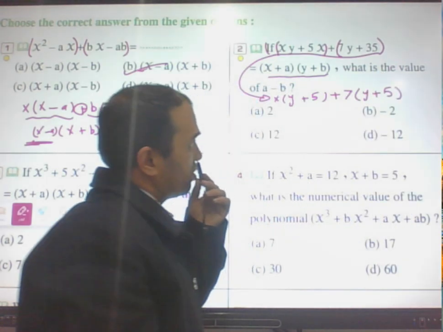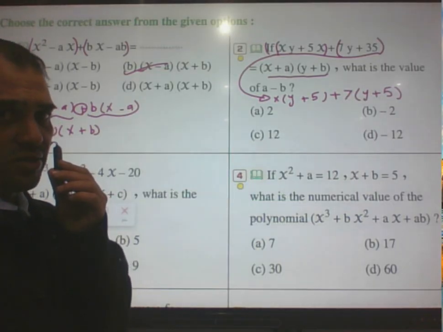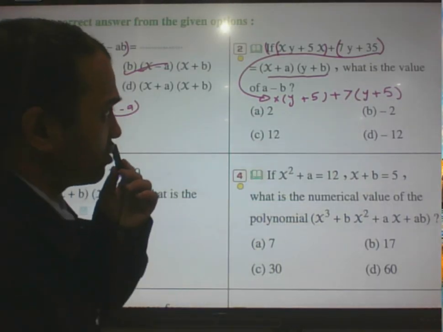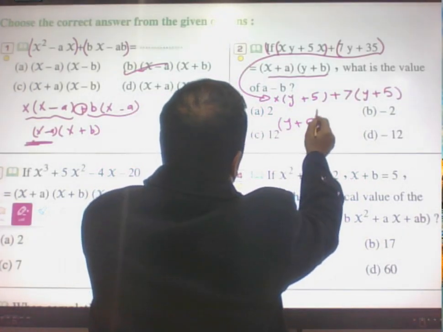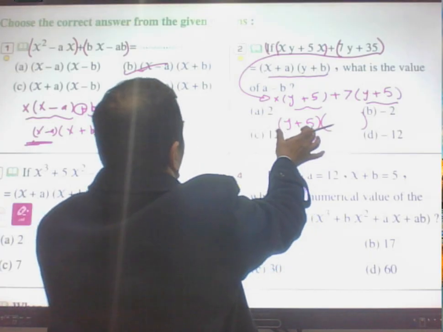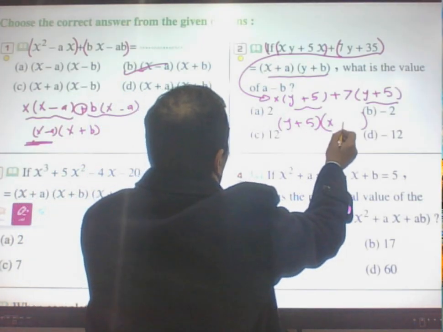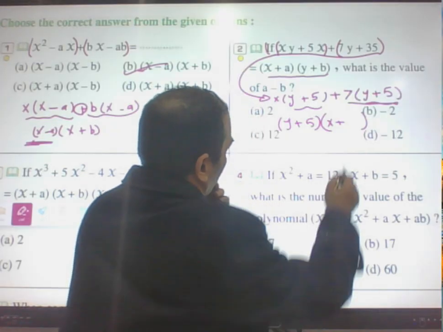Now we have y plus 5 repeating here. We can write it as the highest common factor together. x plus 7, y plus 5. This expression is repeating, and then we can divide this expression by y plus 5. The result will be x. And the other expression divided by y plus 5 equals 7.